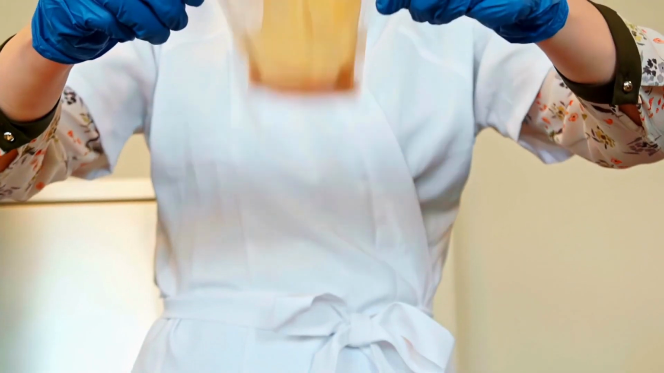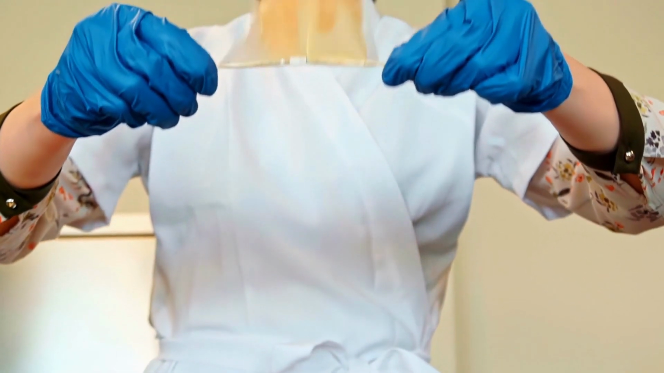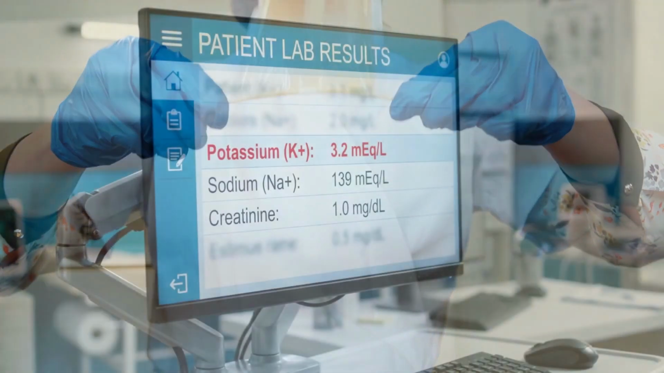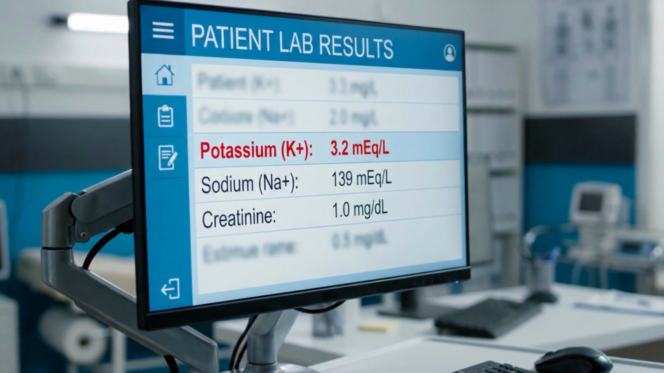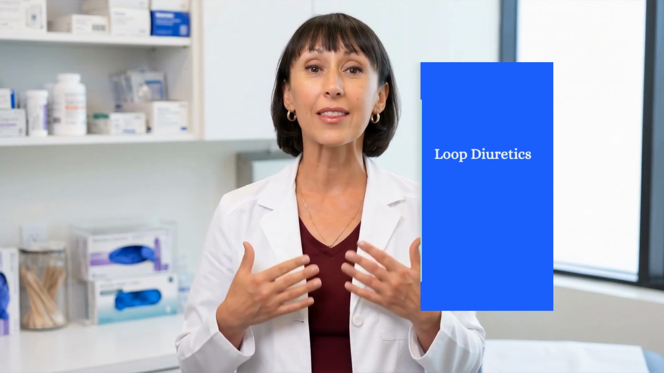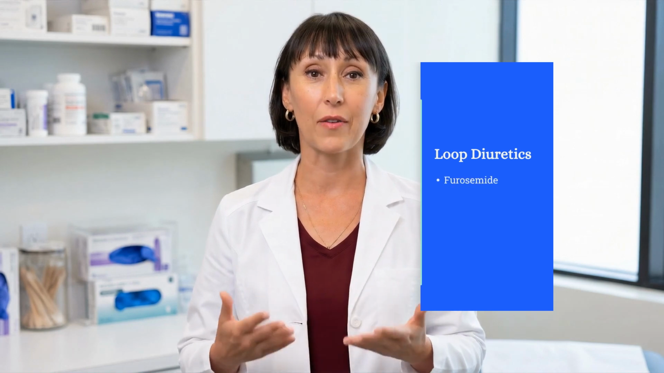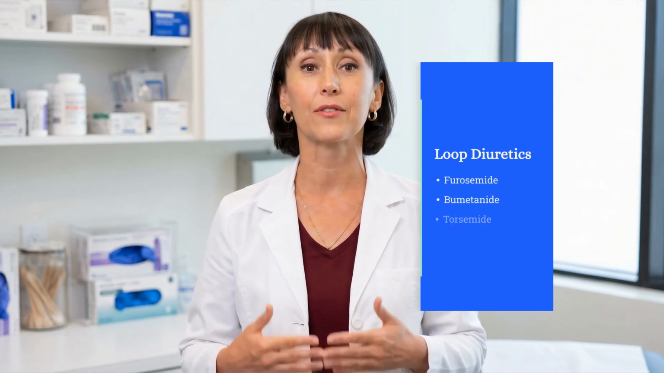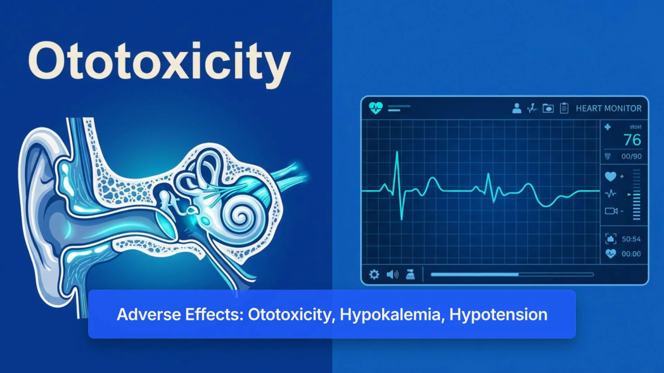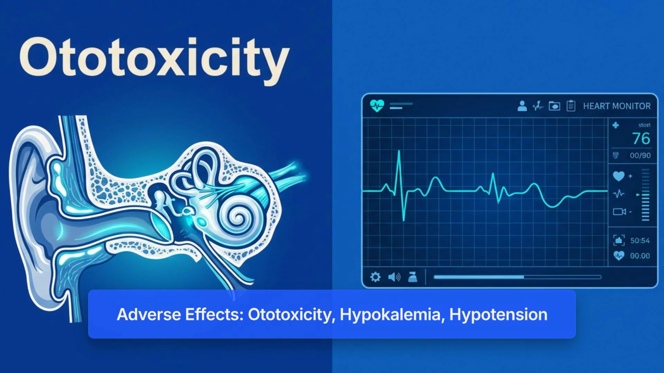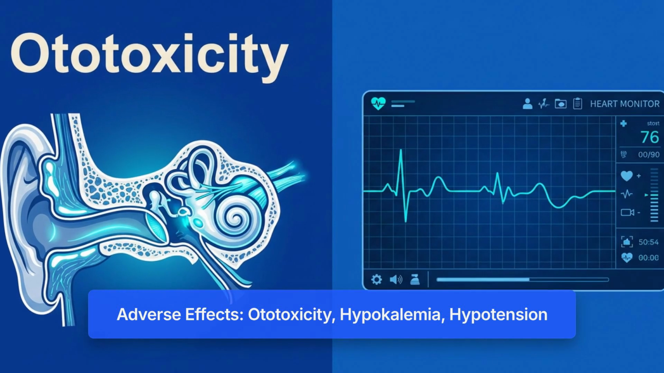As nurses, we must vigilantly monitor fluid intake and output, blood pressure, daily weights, as well as electrolyte lab results like potassium and sodium. First up, loop diuretics. These are the most potent, working in the thick ascending limb of the loop of Henle. Common example is furosemide. Watch out for adverse effects like ototoxicity, severe hypokalemia, and hypotension due to rapid fluid loss.